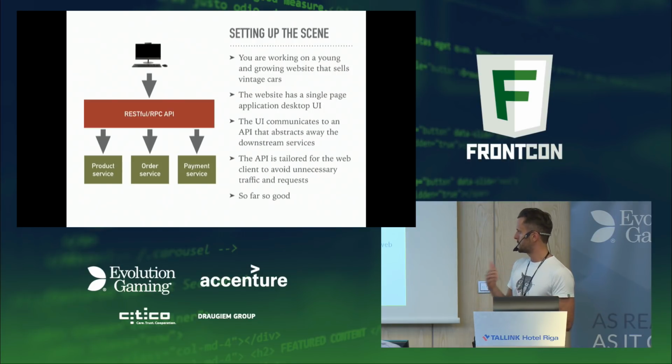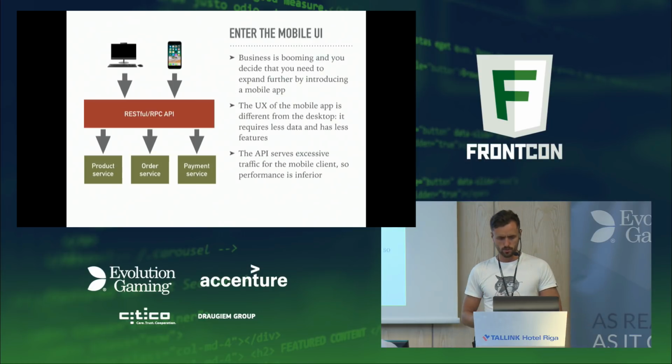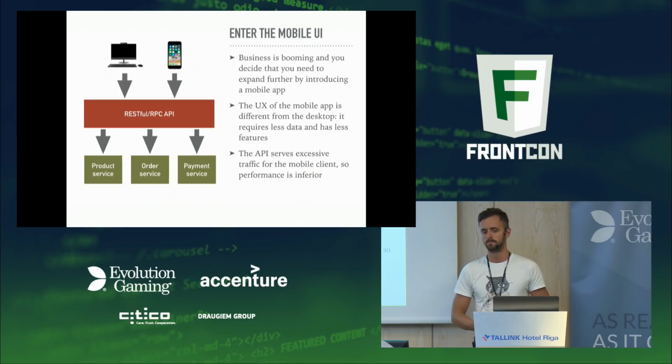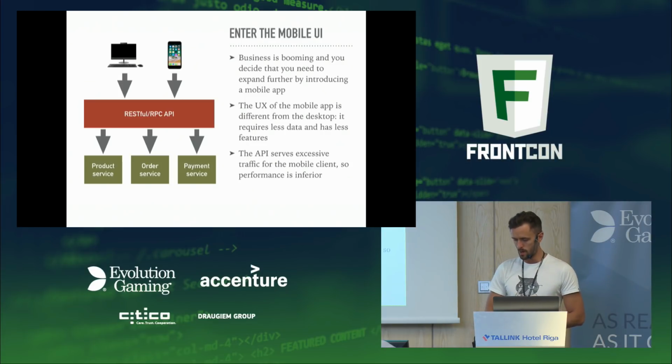It might be tailored a bit for the needs of the web UI, so it's probably not a pure REST API. You might combine some resources to save some traffic, but all in all it's a general API. And so far, so good. That works. At some point, you and your boss decide that your business is booming, and we now need to support mobile. What do we do? How does that impact your API?